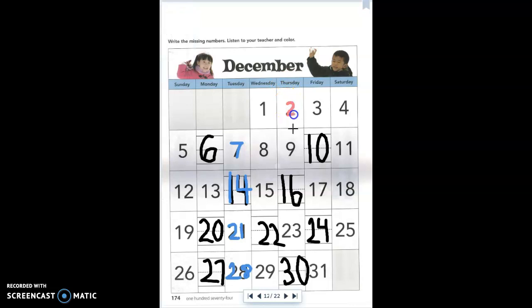So 2, 9, 16, 23, and finally 30. Alrighty, so I've gotten all those traced with my pink.